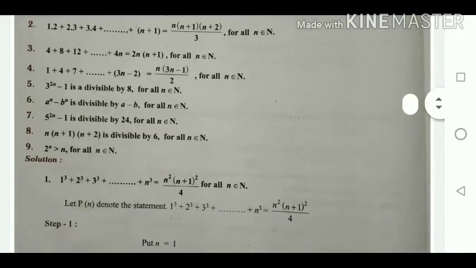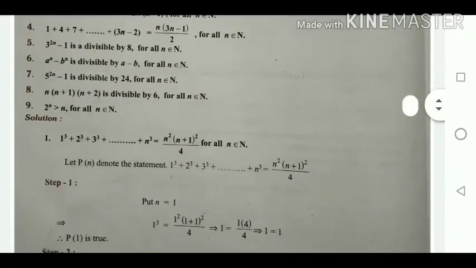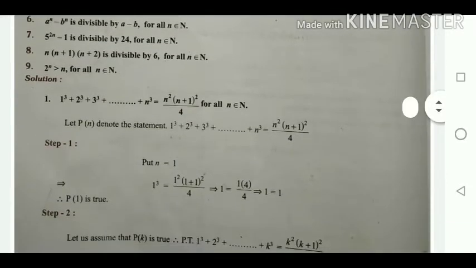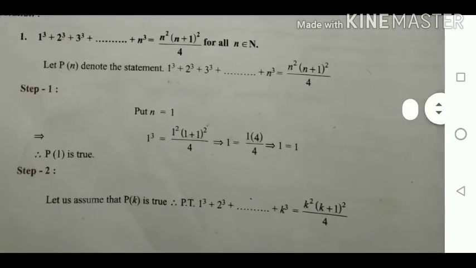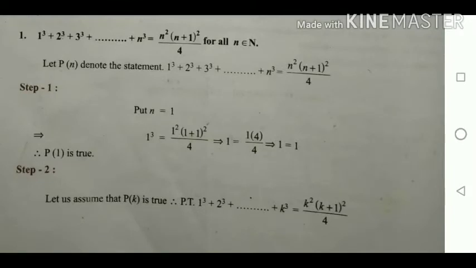Applied here. So if you know the formulas, then it is easy to do the sums. The first sum is 1 cube plus 2 cube plus 3 cube plus ... plus n cube equal to n square into (n plus 1) whole square divided by 4, for all n belongs to N. Here it is that we have to prove. In order to prove, we have to follow 3 steps.